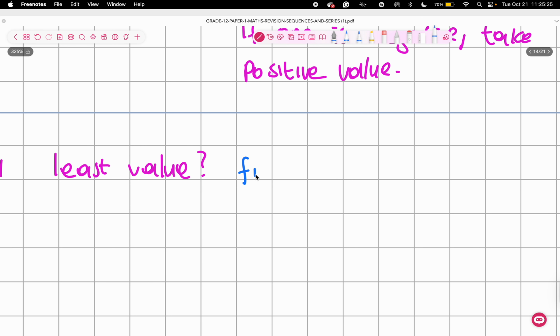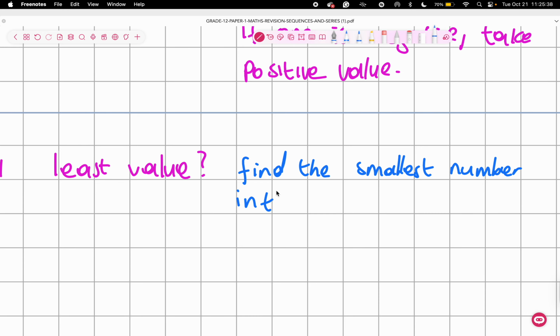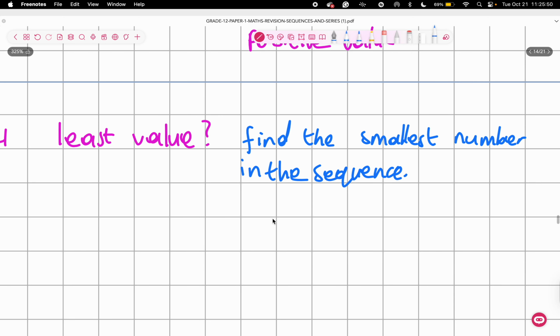So find the smallest number in the sequence. Okay, that's what they're asking from you. So now this means this is the term where the sequence reaches its minimum point.